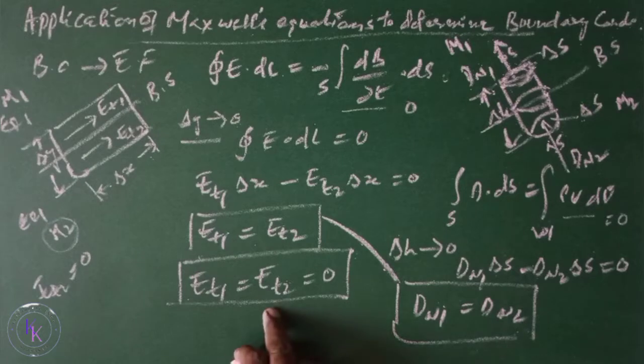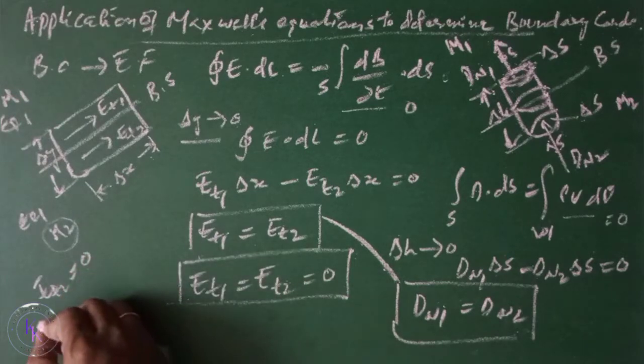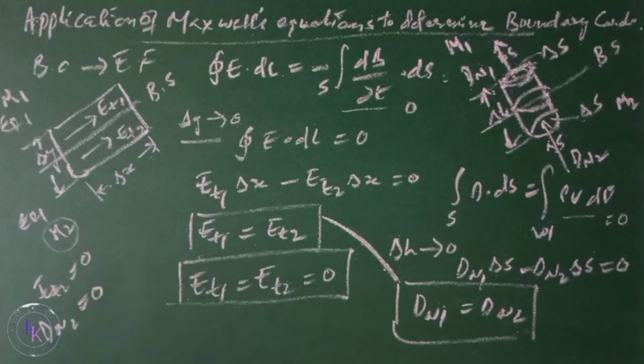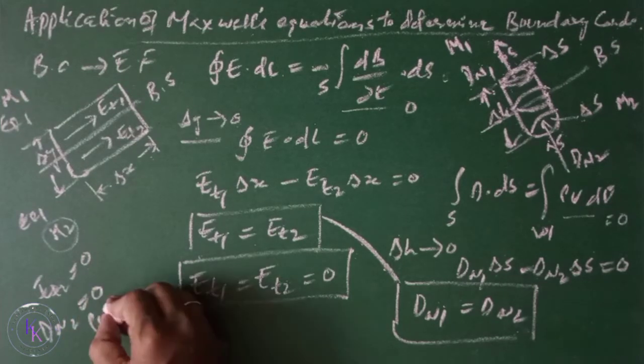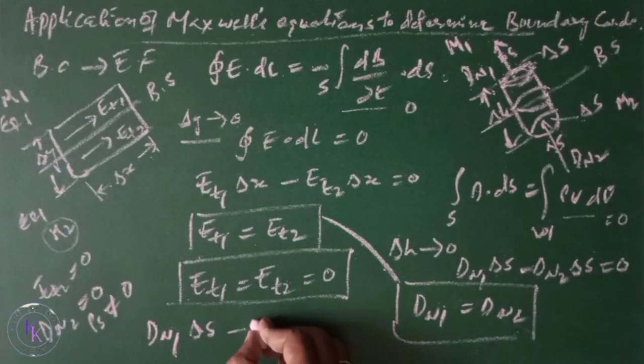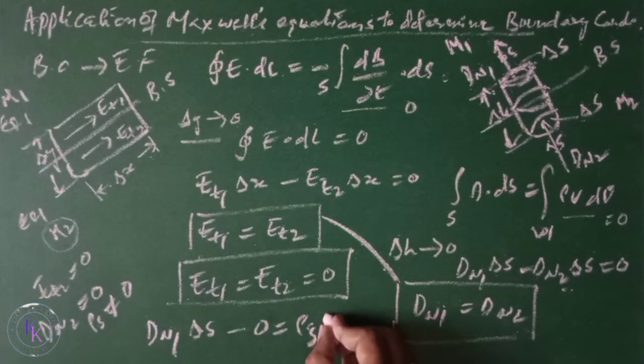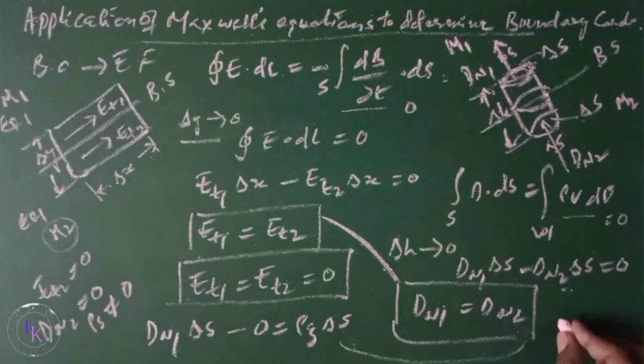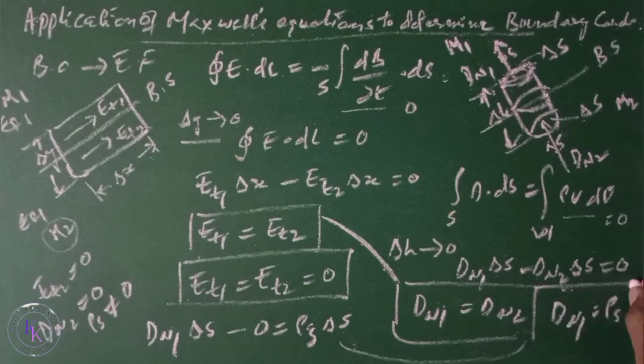Now consider the case that one of the two media, in our case M2, is a conductor. Then Dn2 equals 0, but rho s is not equal to 0. Then Dn1 delta s minus Dn2, which becomes 0, equals rho s delta s. In this case we can write Dn1 equals rho s, for a perfect conductor.